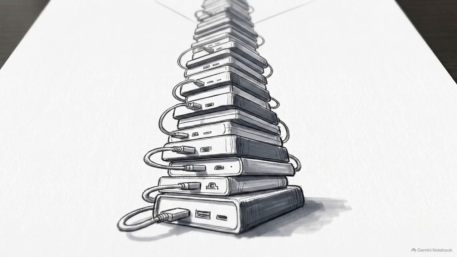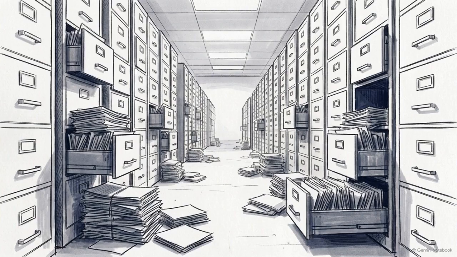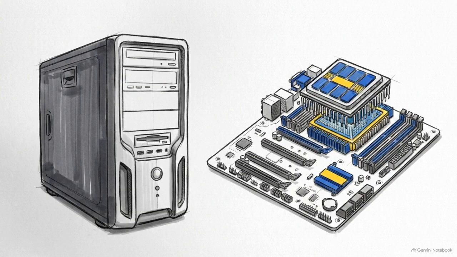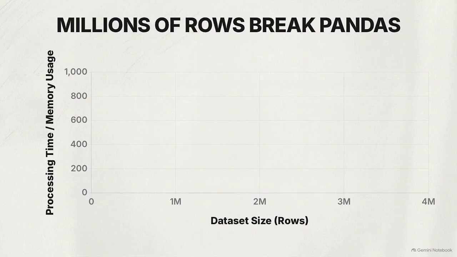But businesses are collecting exponentially more information than they used to. It is now common to pull routine datasets that stretch into the tens of millions of rows. The underlying architecture of Pandas was designed before these massive datasets became the norm, and before modern multi-core processors were standard on every computer. This chart shows exactly where that limit exists.